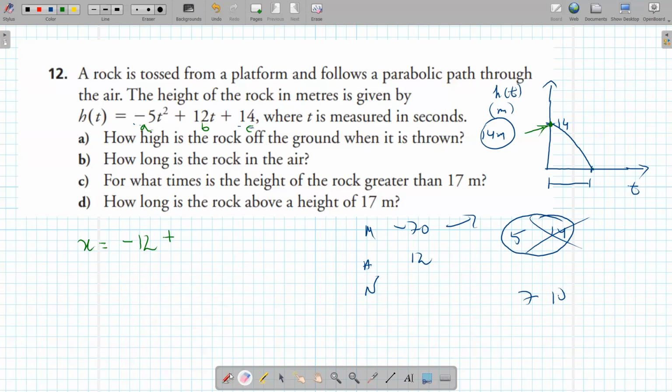I'm just going to quickly do this on a calculator. So -12 plus the square root of 12 squared minus 4 times 14 times -5, divided by -10. That one gave me the negative answer, so I need to try the other one. -12 minus the square root of 12 squared minus 4 times -5 times 14, divided by -10. There we go. The answer is 3.26, okay?